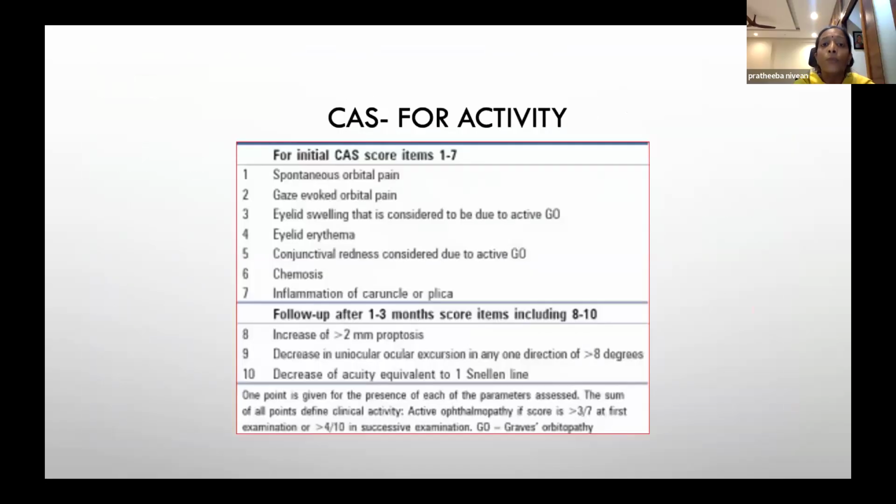patient has worsened. But today, most of us have changed to the clinical activity scoring of Mourits because it is simpler. It takes less time, and it is very easy to understand. It basically takes into consideration the pain, the eyelid edema or swelling, the conjunctival redness and chemosis, and scoring is given for all these parameters. And if the scoring is more than 3 out of 7, then the patient is active. To follow up and look for prognosis, there are 3 more parameters which are assessed, and that says whether the patient has progressed from previous.